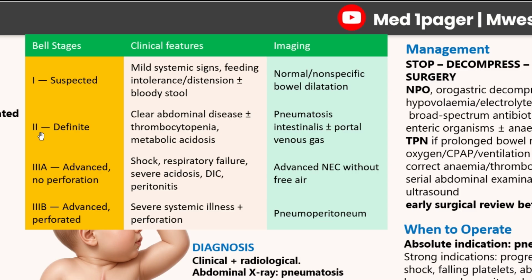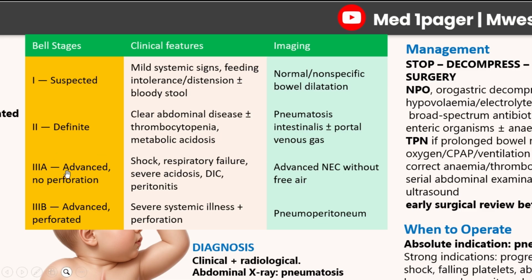Then when we have the definite stage, that is stage 2, here you have clear abdominal disease. The moment you start seeing that distension followed by thrombocytopenia or metabolic acidosis, then you know you have entered stage 2 of the Bell stages of necrotizing enterocolitis. And here on imaging, that's when you are going to start seeing the pneumatosis intestinalis, or you are going to see gas, venous gas within the portal system, because as air enters into the wall and we have that perforation going on, some of the air is going to escape and enter into the portal system, which actually drains much of the digestive system.